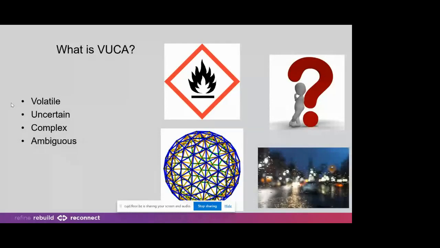And finally, ambiguous. This picture that we're seeing, we don't know if this is New York City or Johannesburg or if it's Paris. We think we see, but we really don't even understand what it is that we're looking at. So this is our new normal today.